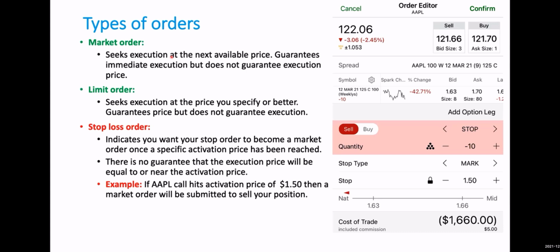So don't do that. This is some good advice coming from a good place. Sometimes you will miss trades because you may not get filled, but that's much better than losing a crazy amount of money because you were lazy. Right? So don't do market orders on options. That's my advice. It's very risky, especially at market open. So what is a limit order? A limit order seeks execution at the price you specify or better. It guarantees the price, but it does not guarantee execution.